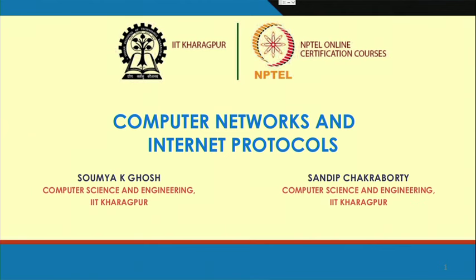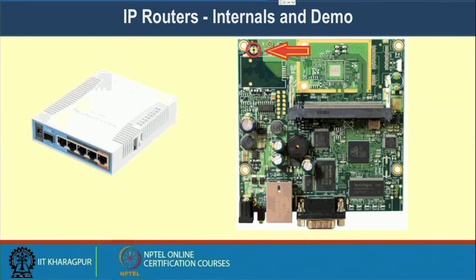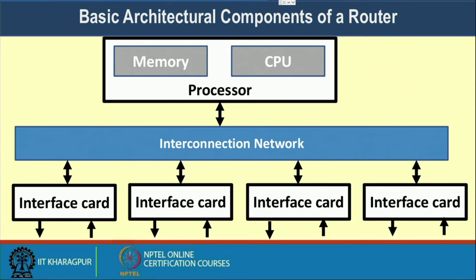Welcome back to the course on computer network and internet protocols. So, in the last class we were discussing IP routers. We have discussed the different functionalities of the IP routers and how an IP router looks like. Specifically, what we have seen is that in the basic architectural components of a router, we have two different components.